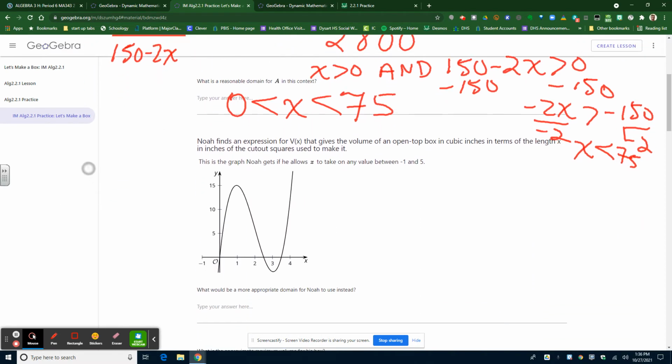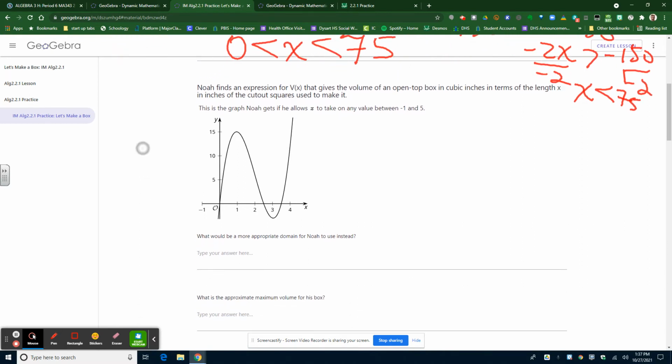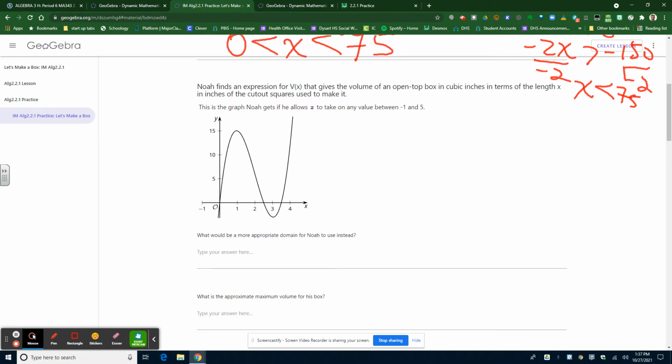I like how it moves. That's so nice. All right, this one, Noah finds an expression V of x, open top box like we did yesterday. So here's the expression. All I'm asking you to do is two things. All right. What would be a more appropriate domain?